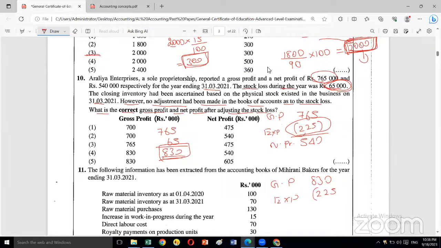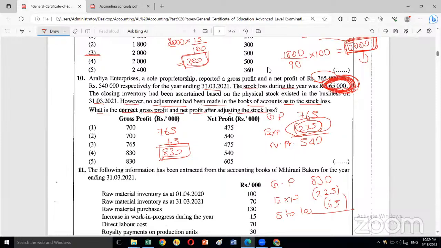225. And plus, you know very well, stock loss. What is the double entry? Stock loss account debit, purchase account credit. But the purchase account credit working I did here. Stock loss account debit means I should record this 65,000 as other expense, in addition to this 225. This 65 is stock loss. I should record it as other expense.